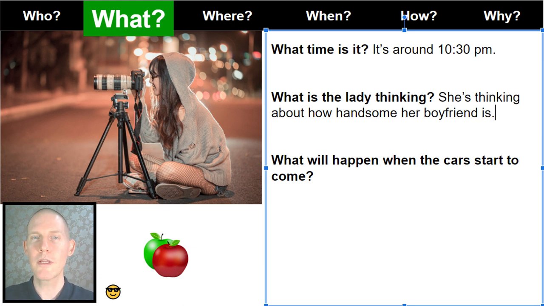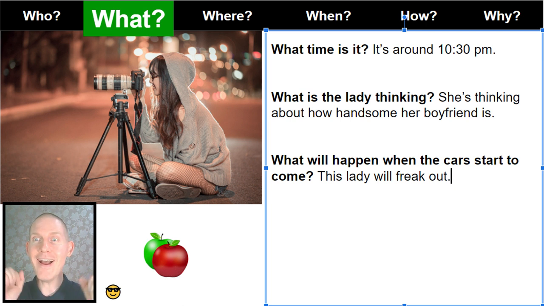What will happen when the cars start to come? Well, this lady will freak out. What does freak out mean? Freak out means like go, there are cars coming. Which I should have thought about because I'm sitting in the middle of the road.